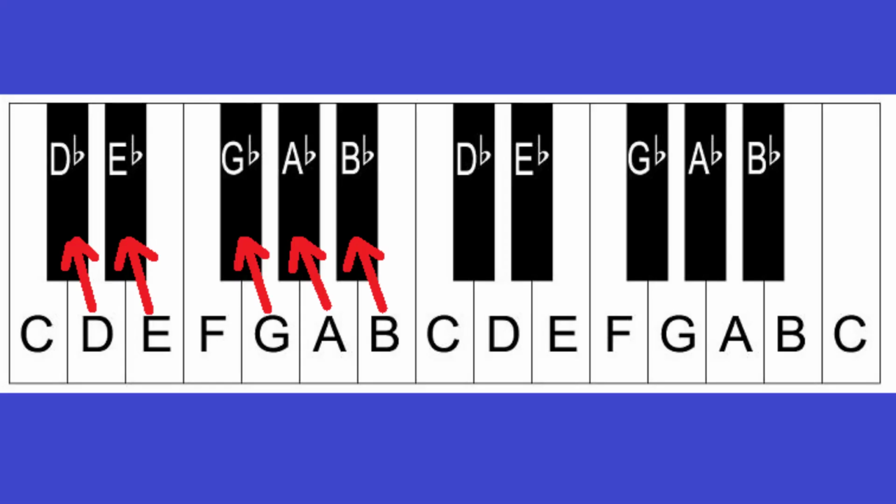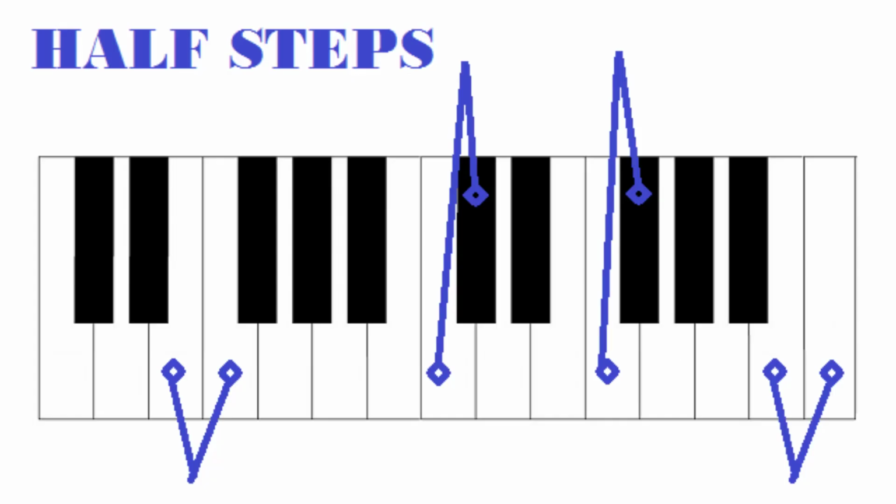In simple terms, flat means to go lower or to move to the left on your keyboard. Flat suggests that you should play the key that is to the immediate left of a key. For instance, D flat means to play the key that is to the immediate left of D. D flat is a half step or semitone lower than D. Flat is represented by this symbol or this one, a small b.